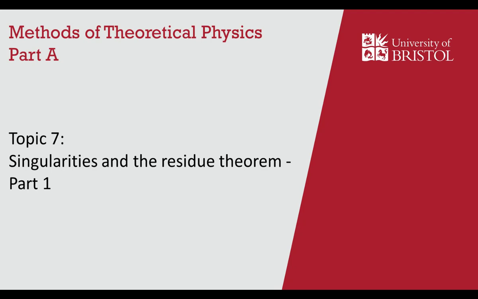In this first video, we'll look at two types of so-called isolated singularities, poles and essential singularities. The Laurent series of a function about a pole truncates at some negative finite power of z. On the other hand, the Laurent series of a function about an essential singularity continues to negatively infinite powers of z.